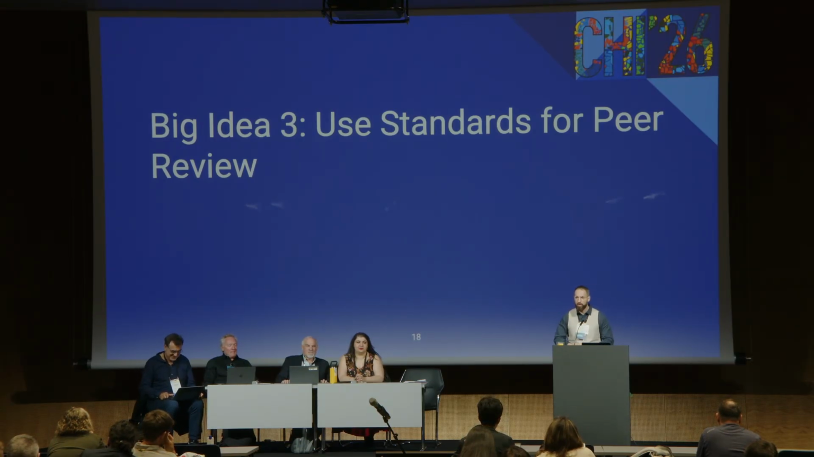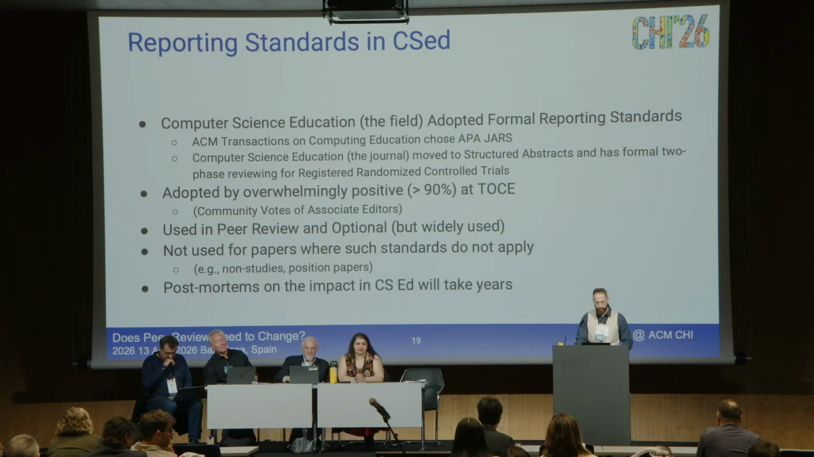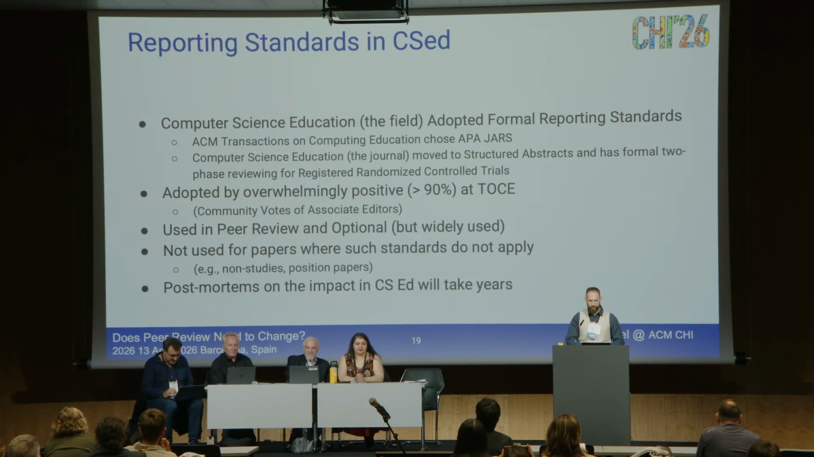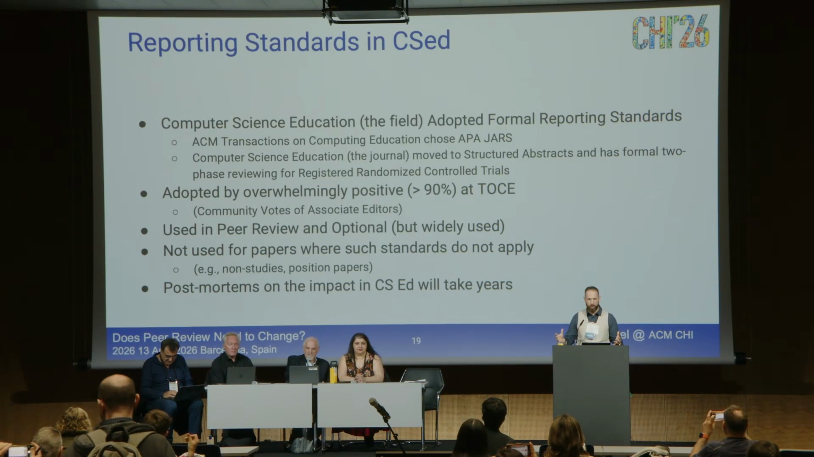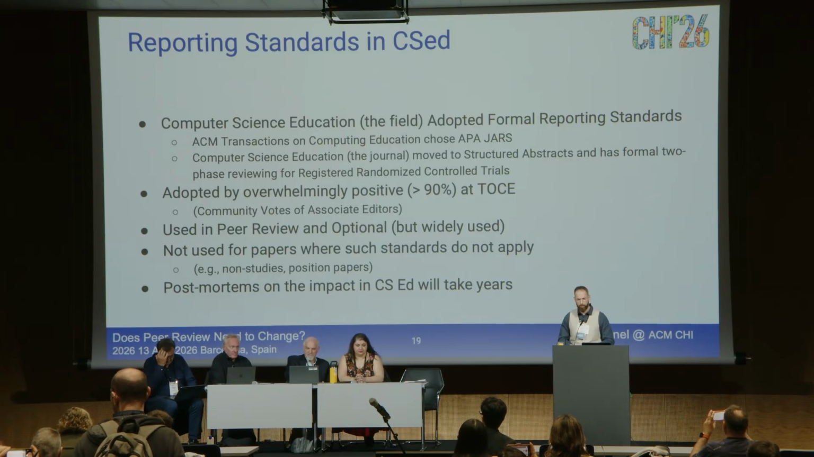Low acceptance rates just demoralize our graduate students. The peer review process is a technological artifact that can be systematically analyzed and improved. It doesn't have to be random. Computer science education has made good strides in this direction. They formally adopted the APA Journal Article Reporting Standards. They basically just took the standards from psychology and said, let's do the same thing and see how it goes. And it's going pretty well.